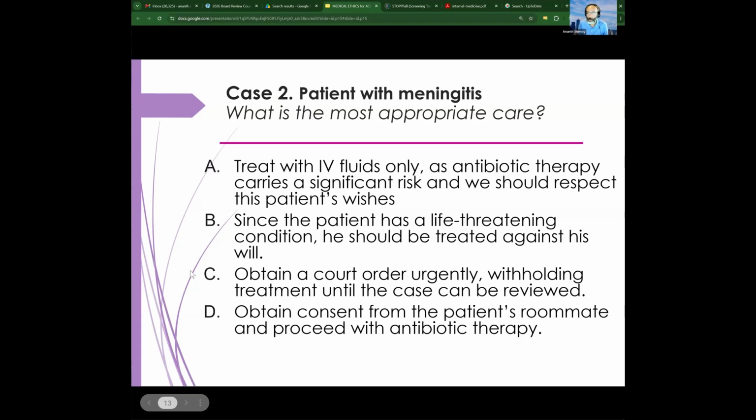So in this case, what is the most appropriate care? Is it treat with IV fluids only, as antibiotic therapy does carry a significant risk and we should respect the patient's wishes? Is it, since the patient has a life-threatening condition, he should be treated against his will? Is it obtain a court order urgently, withholding treatment until the case can be reviewed? Or is it obtain consent from the patient's roommate and then proceed with antibiotic therapy?